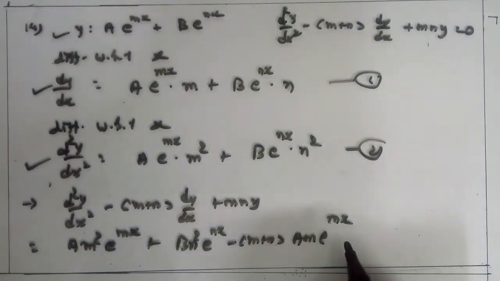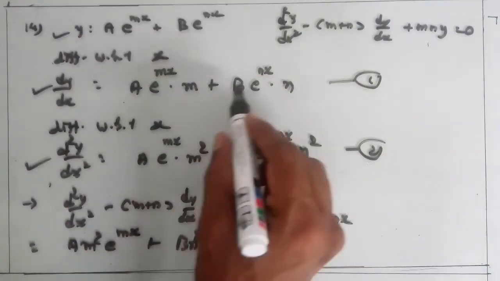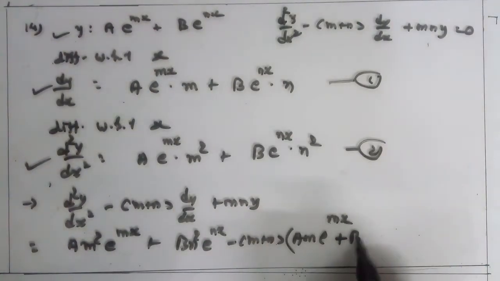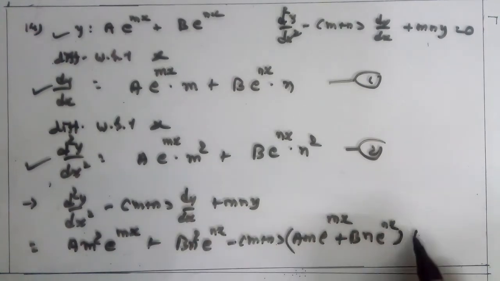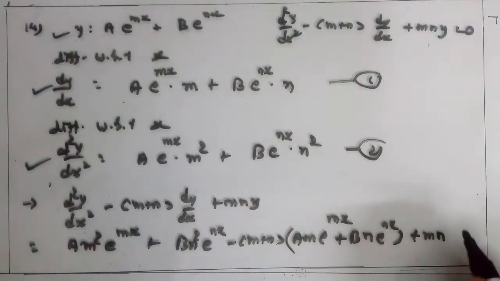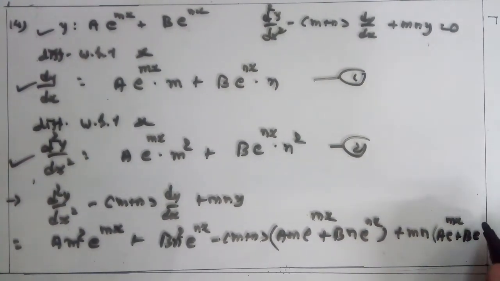Clear? And second, b e raised to nx plus mn into y is equal to, we know that, a e raised to mx plus b e raised to nx. Clear this?